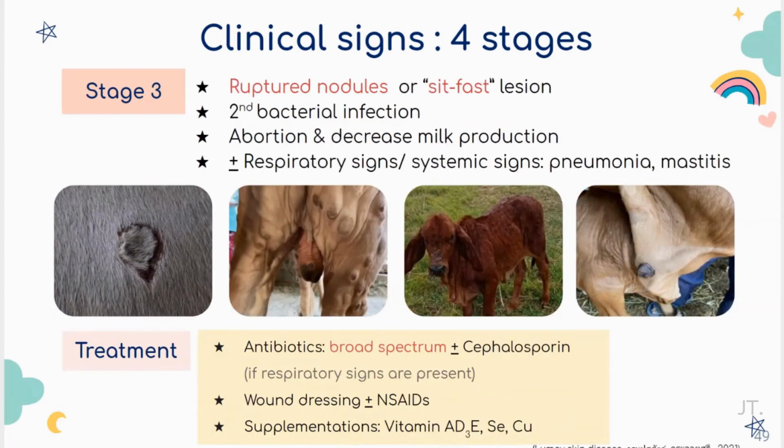And stage 3: panniculitis lesions, nodule rupture, or scabs are seen. Some may have secondary bacterial infection, some may have abortion, and overall milk production is decreased. Cattle with this serious condition usually have respiratory or systemic signs such as pneumonia or ascites. At this stage, broad-spectrum antibiotics, NSAIDs, dietary supplementation, and wound dressing are recommended. If respiratory signs are present, cephalosporin is the drug of choice.